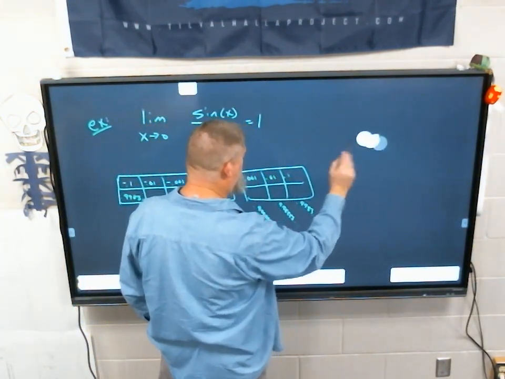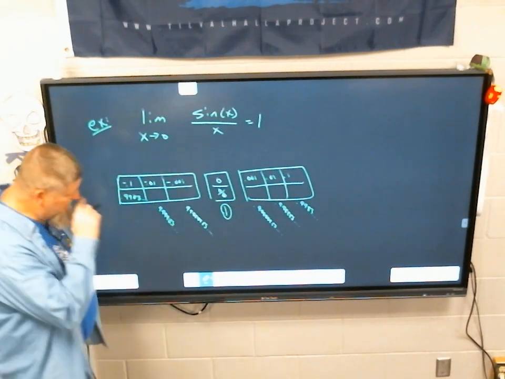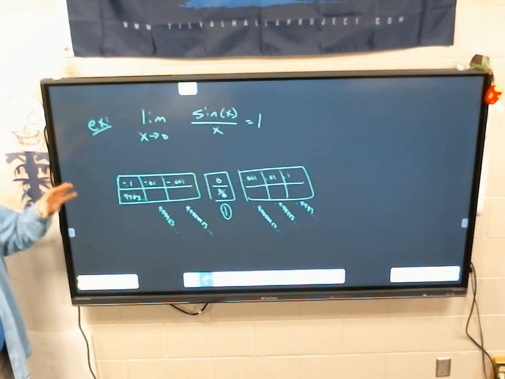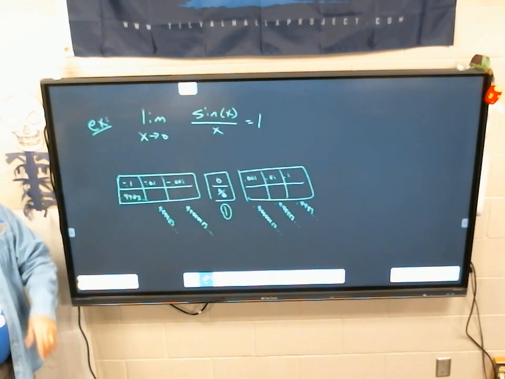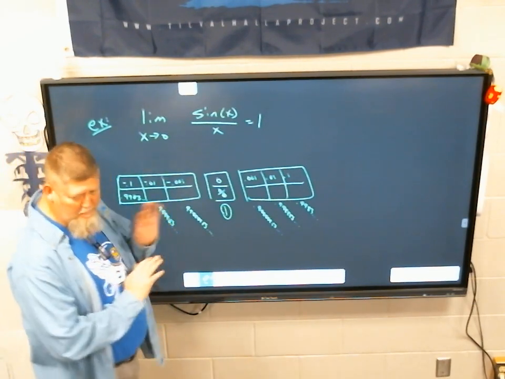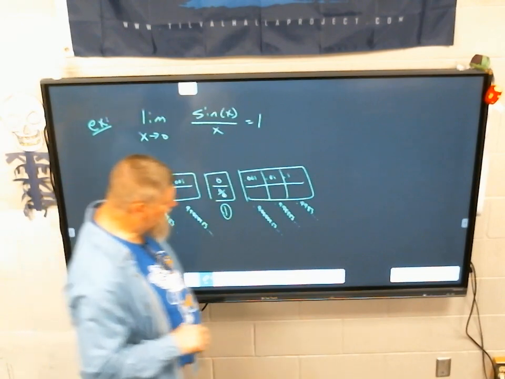So it looks like some of us need to work on how to use a calculator, how to punch it in. But do you get the idea of plugging those numbers in? You're getting closer and closer to a value. Second way to look at it, this is tabular. This is using a table.